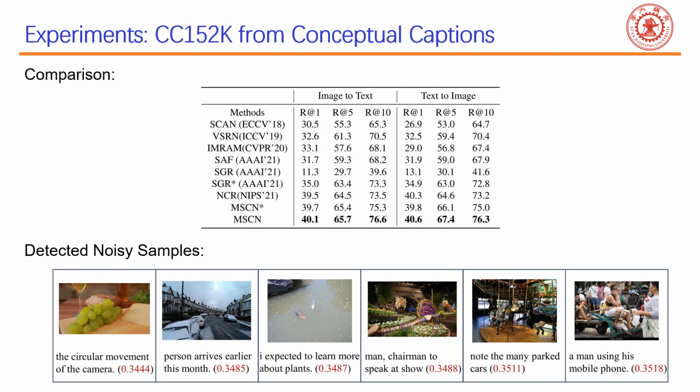We also conduct experiments on the real-world noisy correspondence dataset. On the Conceptual Captions dataset, our MSCN achieves state-of-the-art performance in terms of all metrics. Here we also show some noisy samples detected by our MSCN. In the last pair, the picture shows a man covering his ears, but wrongly captioned as using a mobile phone. Although this picture is misleading, our method successfully detects this subtle difference.